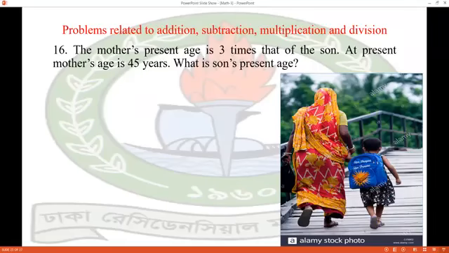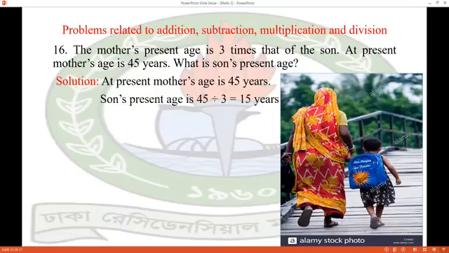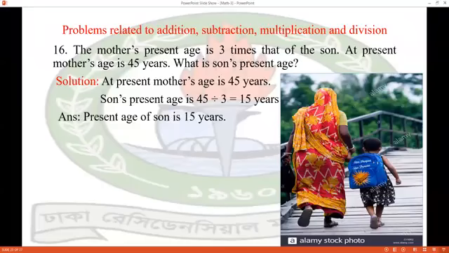It is a simple division. We can solve it in this way: at present, the mother's age is 45 years. The son's present age is 45 divided by 3 is equal to 15 years. Simple, because it is 3 times more, so we have to divide the total age by 3. Then we get the present age of the son. So the result will be the present age of the son is 15 years.